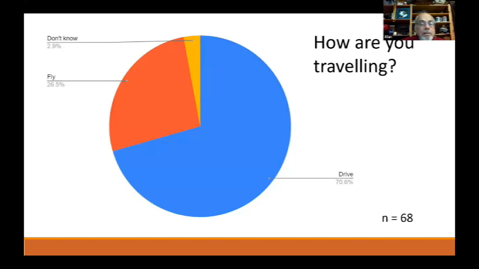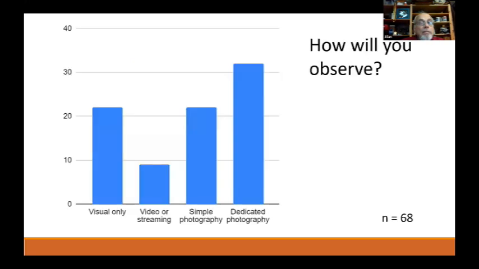How are you going? This was not very interesting. Obviously, the people who are within a couple of days are driving, and then about a quarter of the people are flying further away. Next slide.